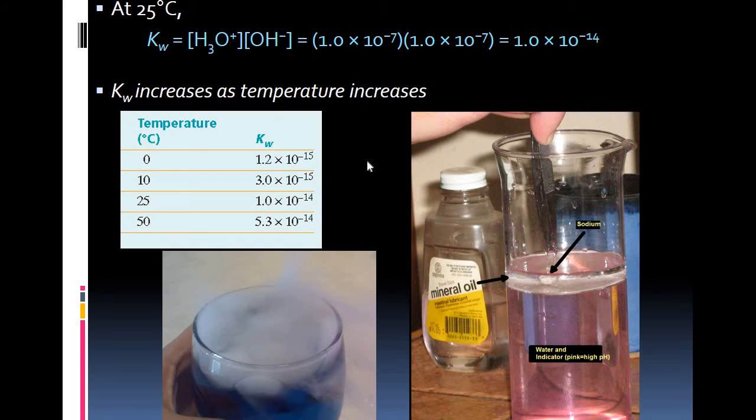All right, so at 25 degrees Celsius, Kw is equal to the hydronium ion concentration times hydroxide. This is your equation for Kw. And at 25 degrees Celsius, for pure water, it's 1 times 10 to the negative 14. It does change with temperature. Kw increases as temperature increases. So everything we're going to be talking about in this particular section is going to be at 25 degrees Celsius, because that Kw will change. You'll see how it increases as the temperature goes up. We are focused on this temperature.